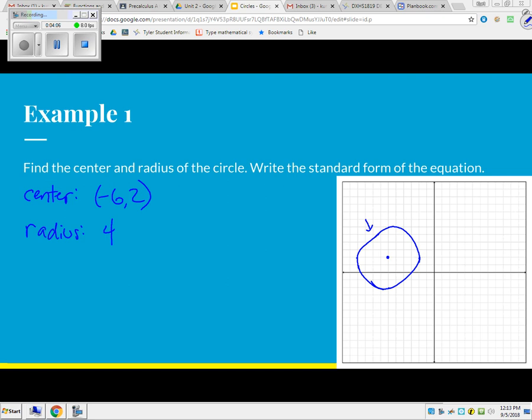I tried to go 4 out in every direction except for maybe where that arrow is pointing, where it got squished a little bit. It kind of looked like my sandwich today at lunch. I guess my son might have got a hold of that or something. I don't know.